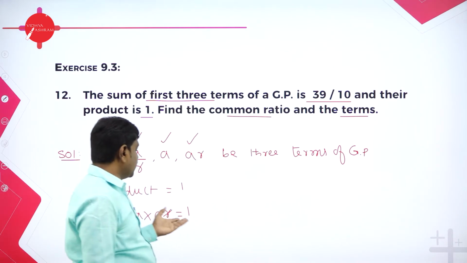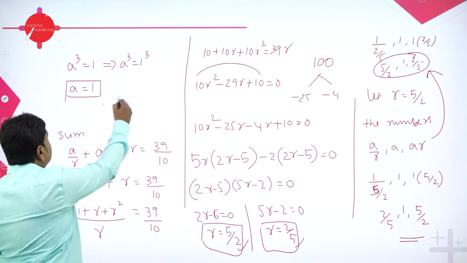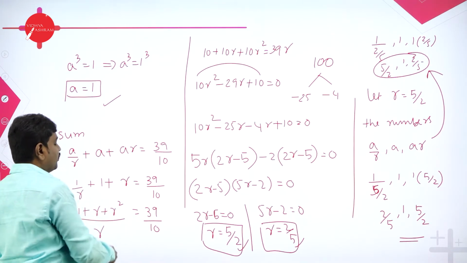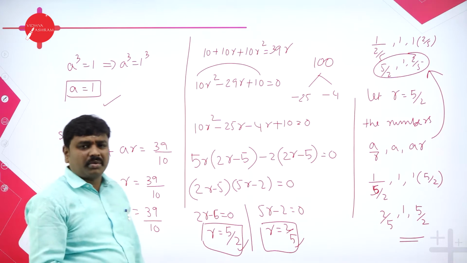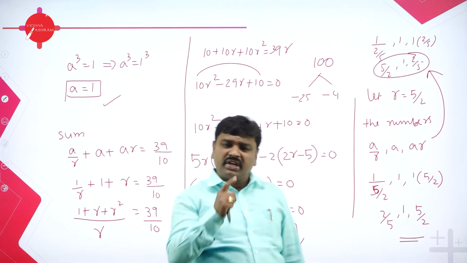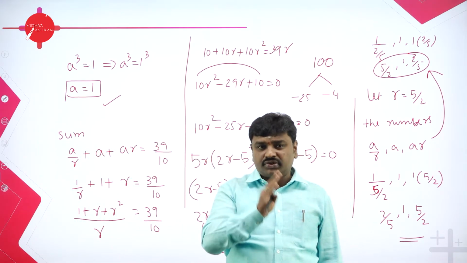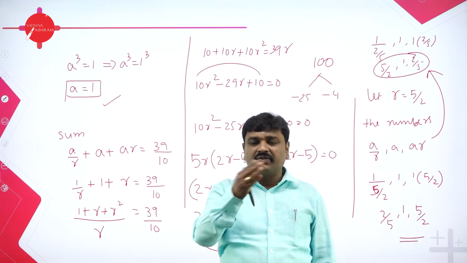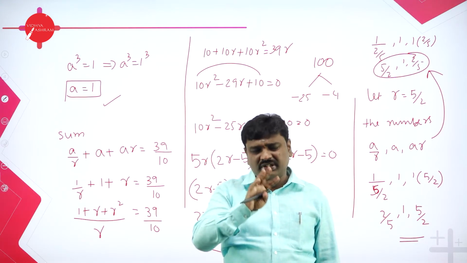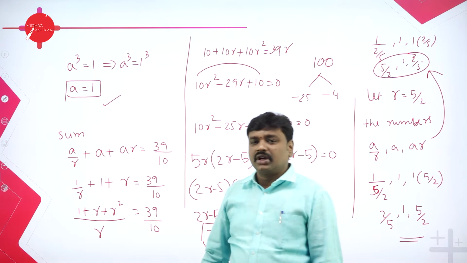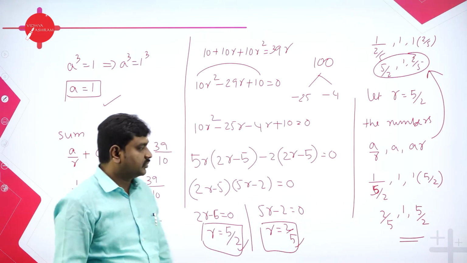And when you take the product directly, you'll get the value of A. Once you get the value of A, put it in the sum. Then you'll get the value of the common ratio. Two values you'll get, and you can take any one. If you substitute, you'll get the three numbers in reverse order for the two different ratios, but the same three numbers. I hope all of you understood this.